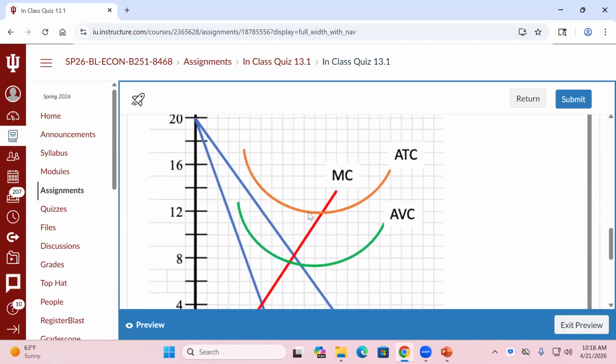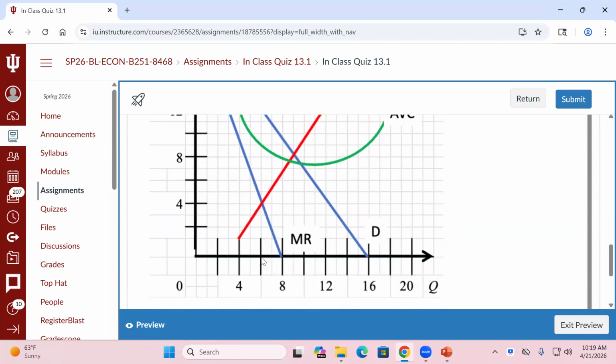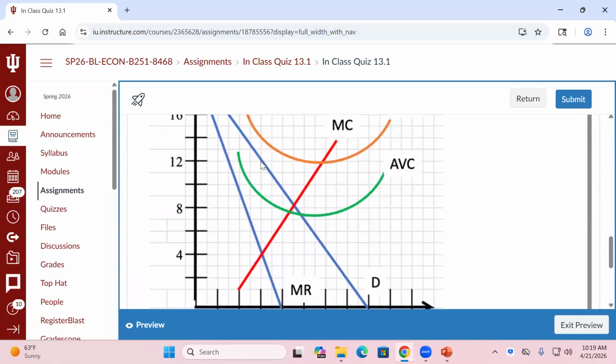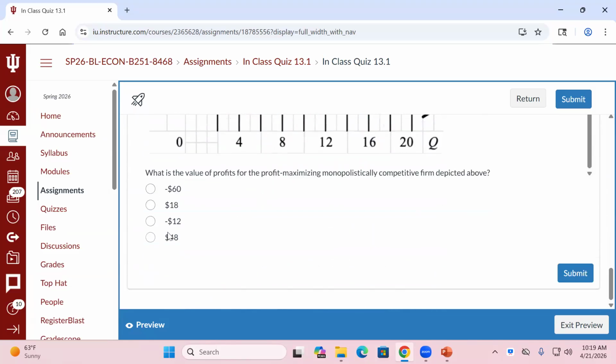So if I had a second example where my average total costs are a little bit higher, same graph. So we had that same quantity of 6, same price of 12, but price is now below my average total cost. So I know profits are negative. Price is below average total cost. So right away, I could rule out which answers here? 18 and 48. I know profits are negative.